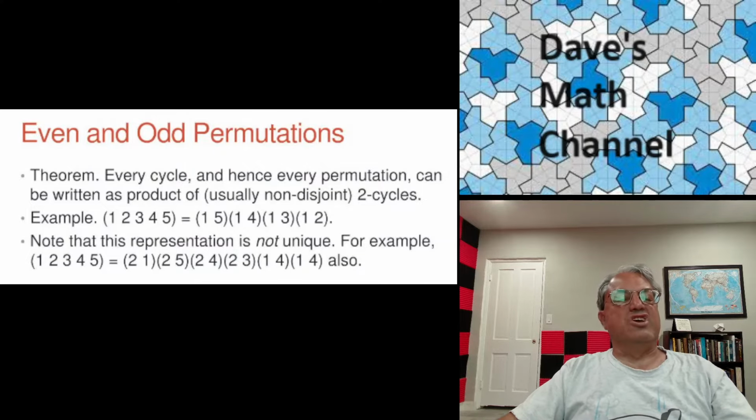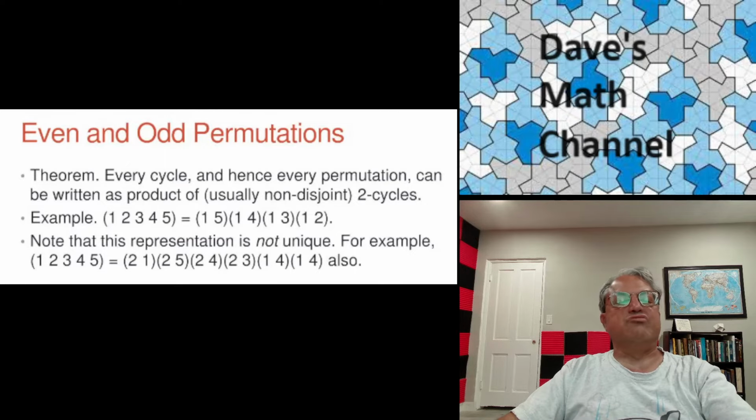And there are other ways we can write it as a product of transpositions. For instance, the thing on the bottom here. This is a more complicated representation: (2 1)(2 5)(2 4)(2 3)(1 4)(1 4). This has length 6. It's still an even number. It turns out no matter how you write this as a product of transpositions, the number of transpositions may be different, but it's always going to be even. And there are other permutations called odd permutations where the number of transpositions is always odd. So those are even and odd permutations.